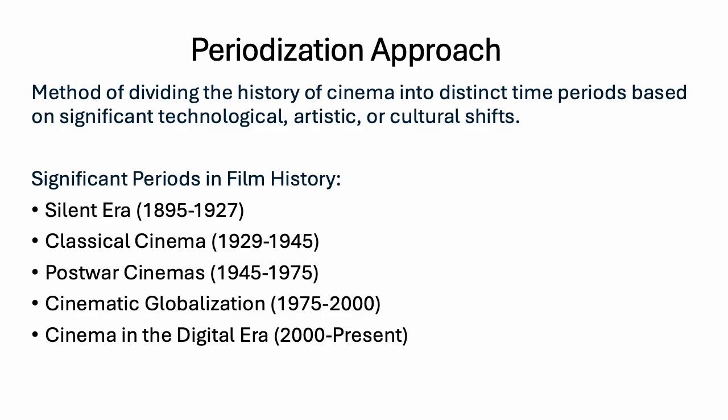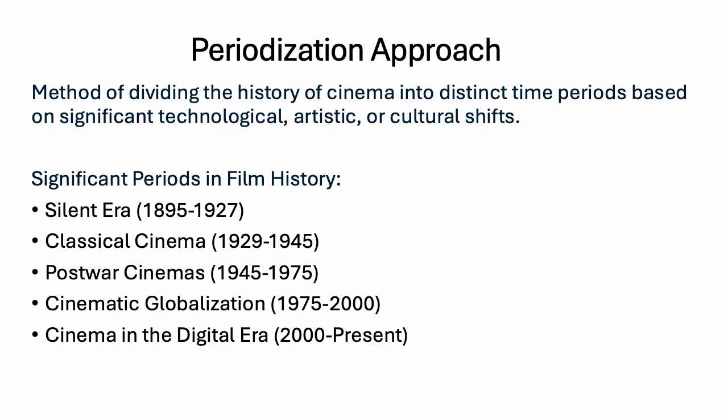Now, this is the one that you'll see in the textbook. I'm not going to cover all the different periods in great detail, but you will be expected to examine them and look for some of the prominent figures and films from the past. So again, the periodization approach is simply dividing the history of cinema into distinct time periods based on significant technological, artistic, and cultural shifts. Now, according to the textbook, these are the significant periods in film history that you'll be responsible for.